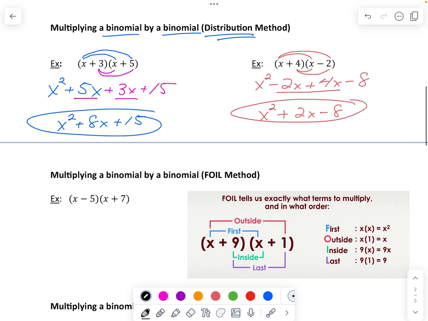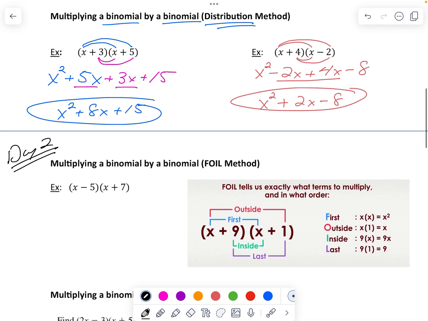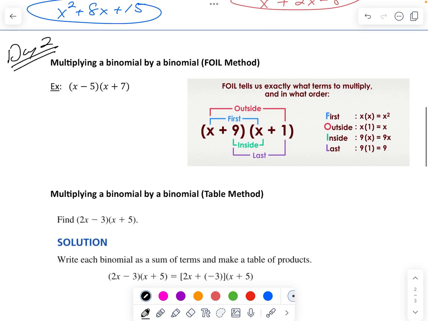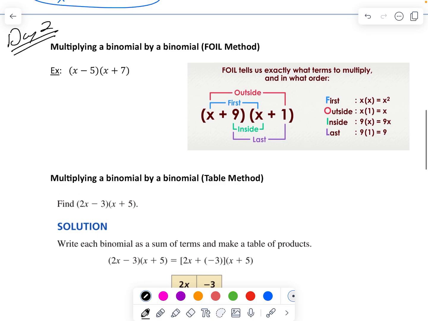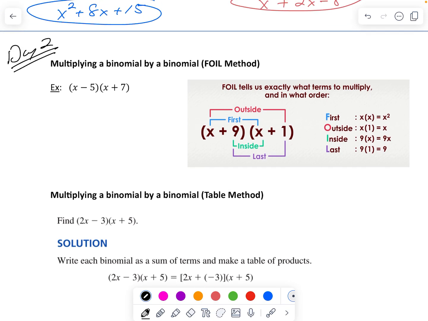Day 2, we are going to be multiplying some more binomials by binomials. Now, if you remember, well, you do remember because we just did it, the way we multiplied this was we started with the first term and we multiplied it times each term in the second parenthesis, and then we went on to the next term and multiplied it times each term in the second parenthesis.